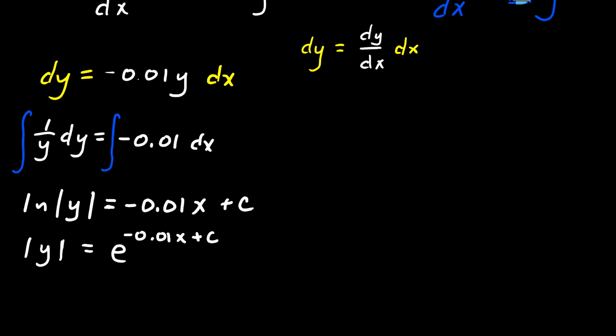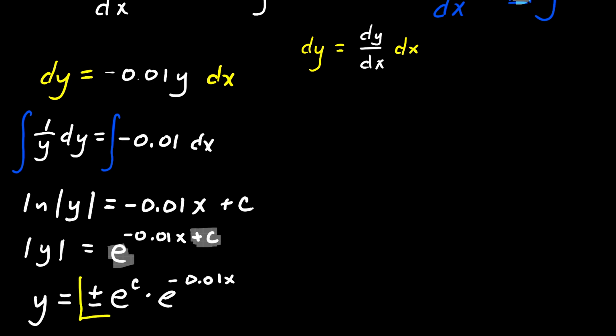Now at this point, some people might use exponent rules to simplify this, and we'll do that in a moment. So I need to take care of this absolute value. If it's the absolute value of y, that means y is equal to plus or minus. Now this is where I'm going to use some exponent rules about this plus C with a base of e. So we're going to want to rewrite this as e to the C times e to the negative 0.01x. Not necessary for many people, but what I want you to recognize is plus or minus e to the C is just some constant.